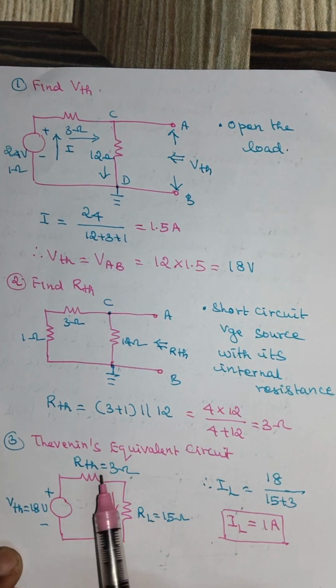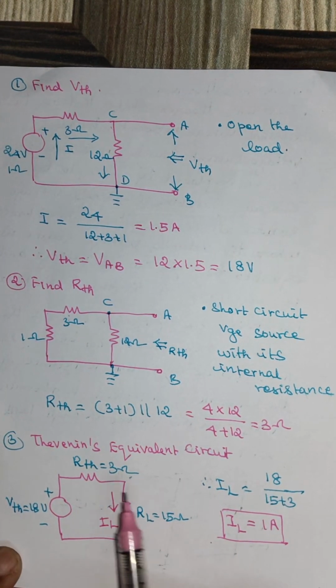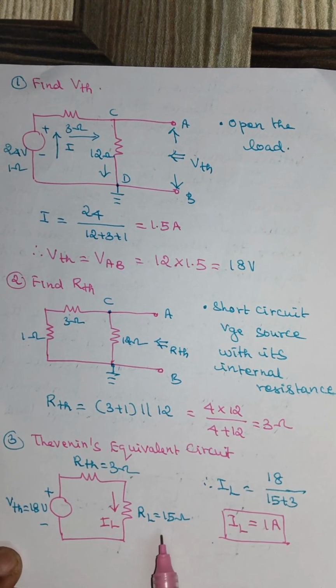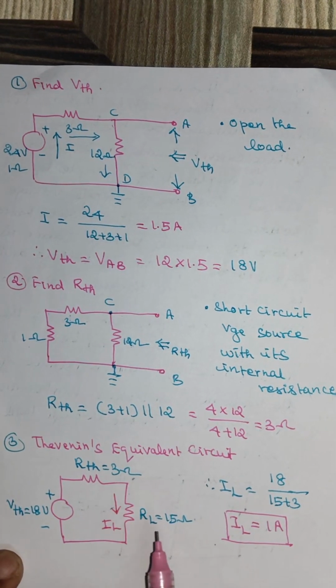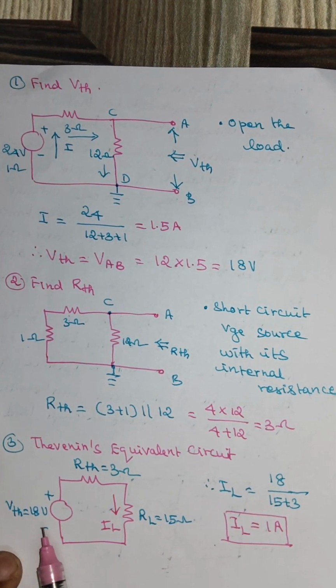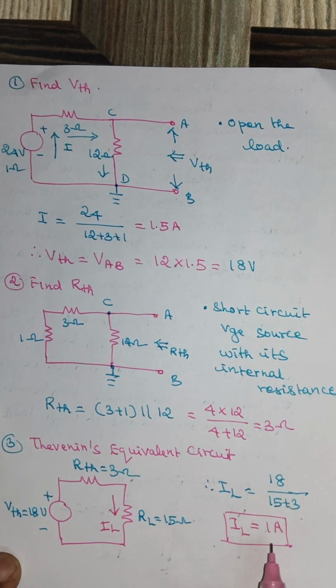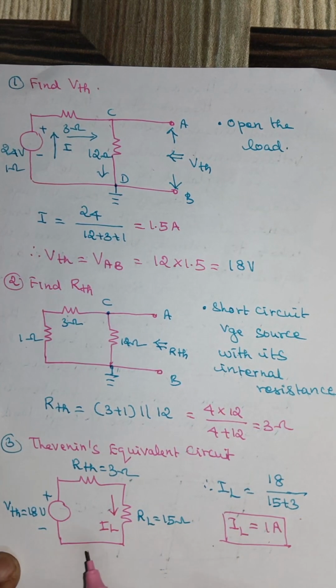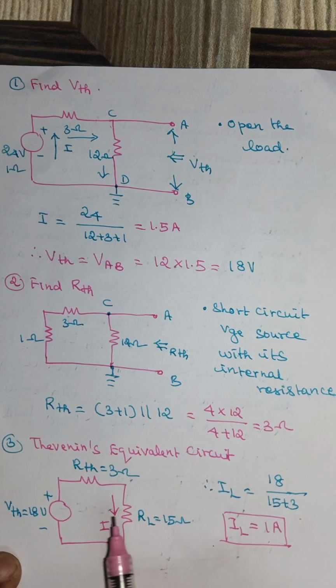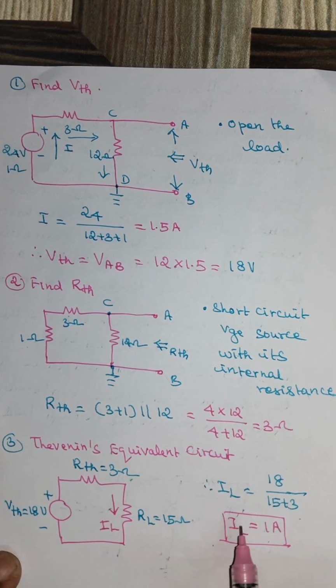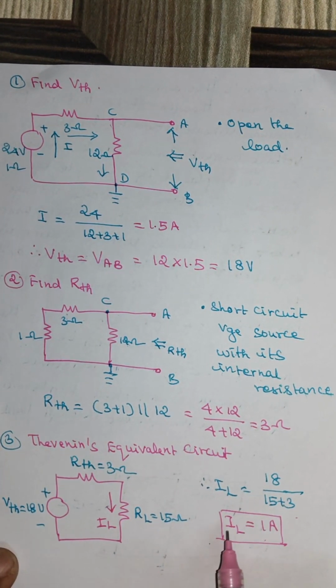You see now RTH and RL are connected in series. So the equivalent resistance is 15 plus 3 and V is 18 volt. So IL is equal to 18 by 18, which is 1 ampere. So this will be the load current which is flowing through the circuit.